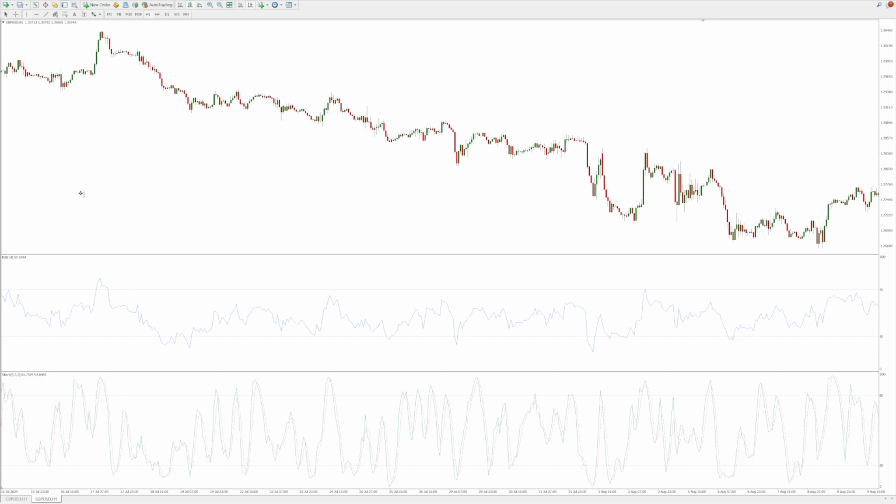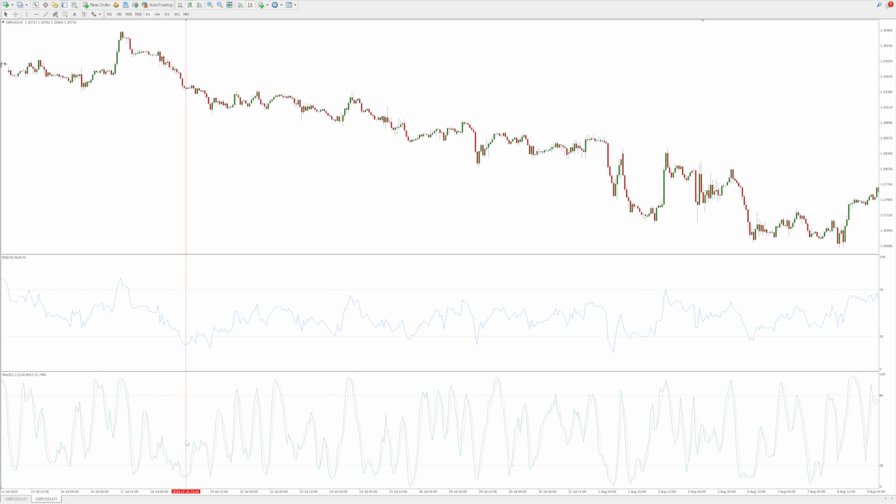This is a pound-dollar 1 hour chart in the MT4 platform. You can use any trading platform that you like. So what we're looking for is, let me just explain each indicator quickly. With the RSI, when price is above the 70 level, the market is considered overbought and we're going to look to sell. Vice versa, when price is below the 30 level, the price is considered oversold and we're going to look to buy.